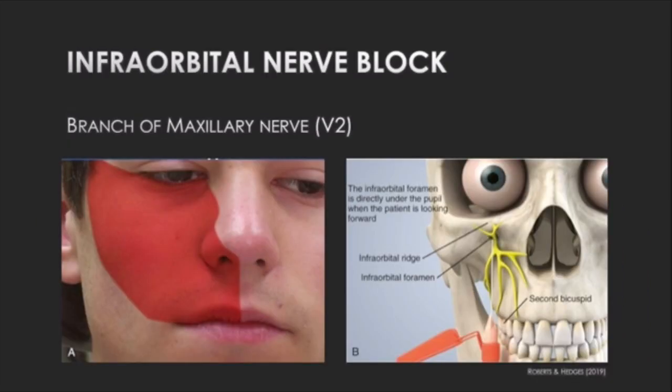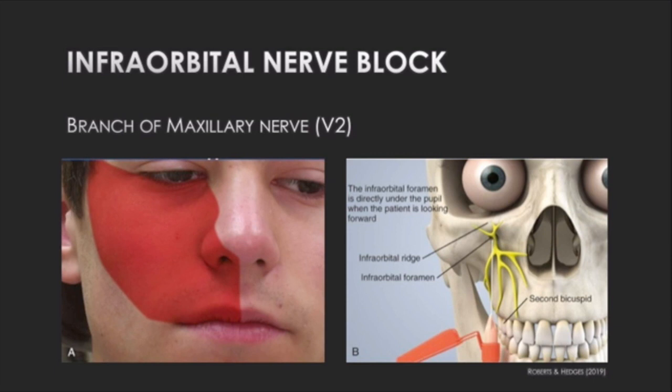Infraorbital, yes. So your infraorbital nerve is a branch of your V2, the maxillary nerve, and it comes out of your infraorbital foramen. This nerve innervates the sensation from the lower eyelids to your upper lip as well as the side of your nose, but does not hit the mucosa.